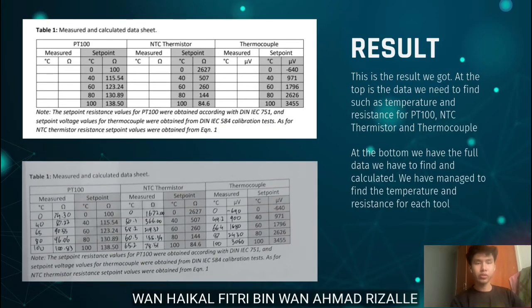Assalamualaikum warahmatullahi wabarakatuh. My name is Wan Haikal Fitri bin Wan Ahmad Rizali. So, first, the result. This is the result that we got. At the top is the data we need to find, such as temperature and resistance for PT100, NTC thermistor and thermocouple. At the bottom, we have the full data we have to find and calculate. We have managed to find the temperature and resistance for each tool.